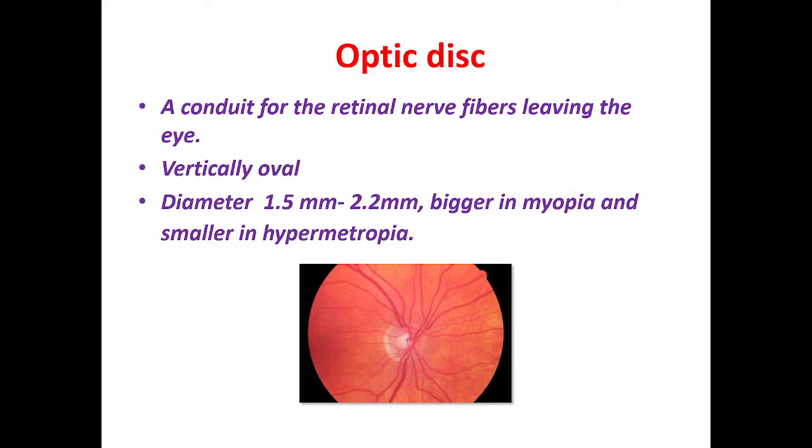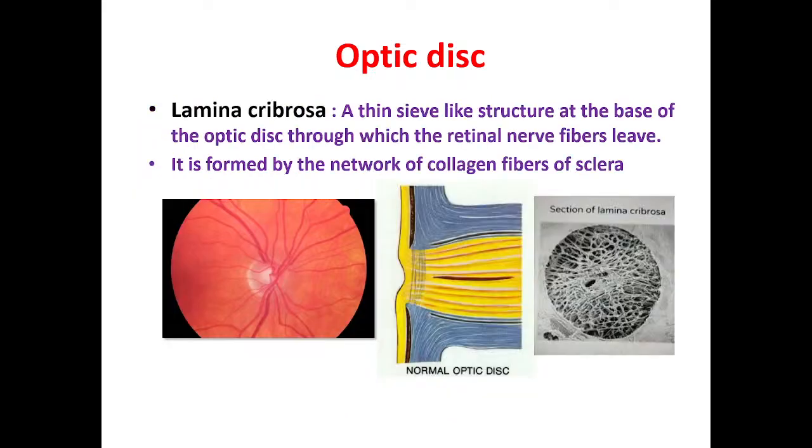Okay. So the disc is vertically oval, around 1.5 to 2.2 millimeters in size, larger in myopia. They have a long, bigger eyeball, and the disc is smaller in hypermetropes. I told you what the lamina fibrosa is: a sieve-like structure present at the scleral canal, through the pores of which all the axons of ganglion cells pass to form the optic nerve. So the lamina fibrosa is a sheet of collagen fibers, through which the fibers from all over the retina pass to form the optic nerve.